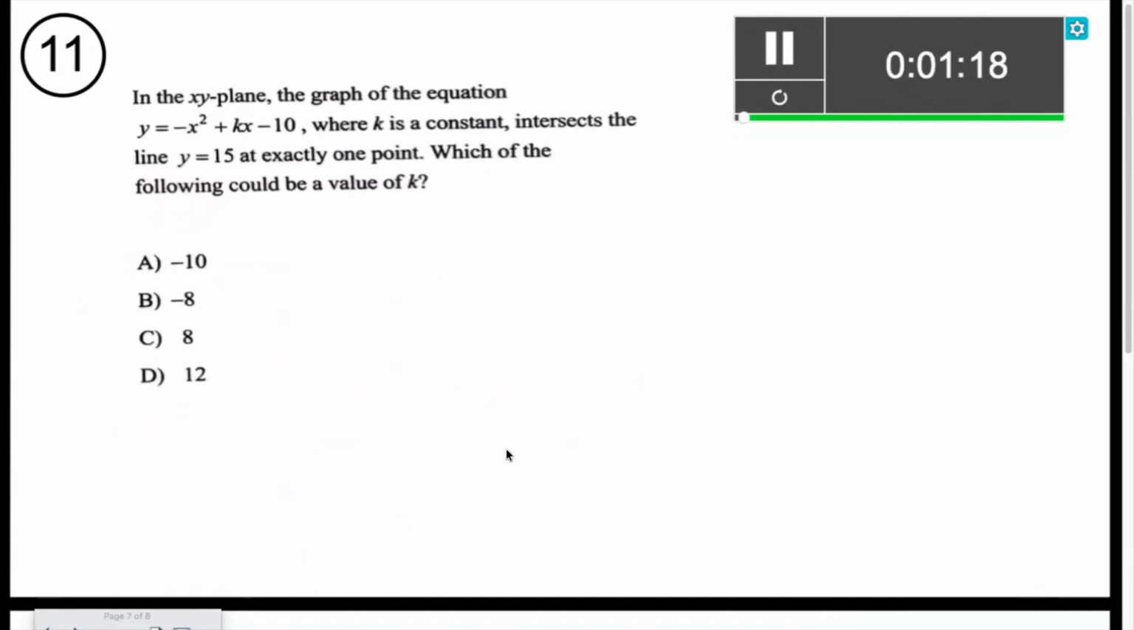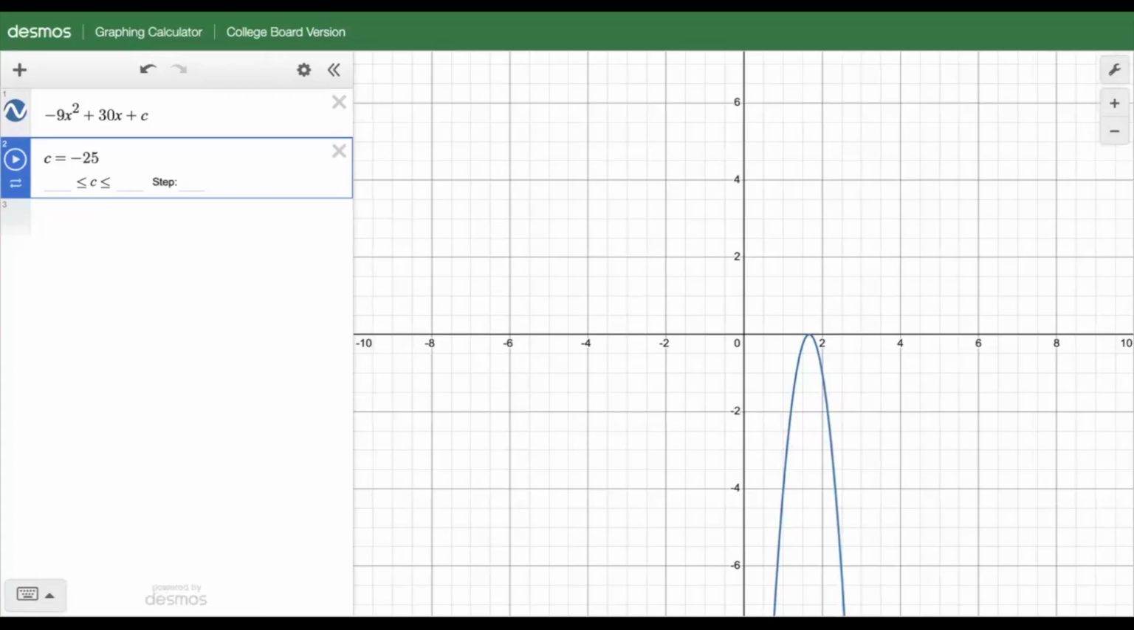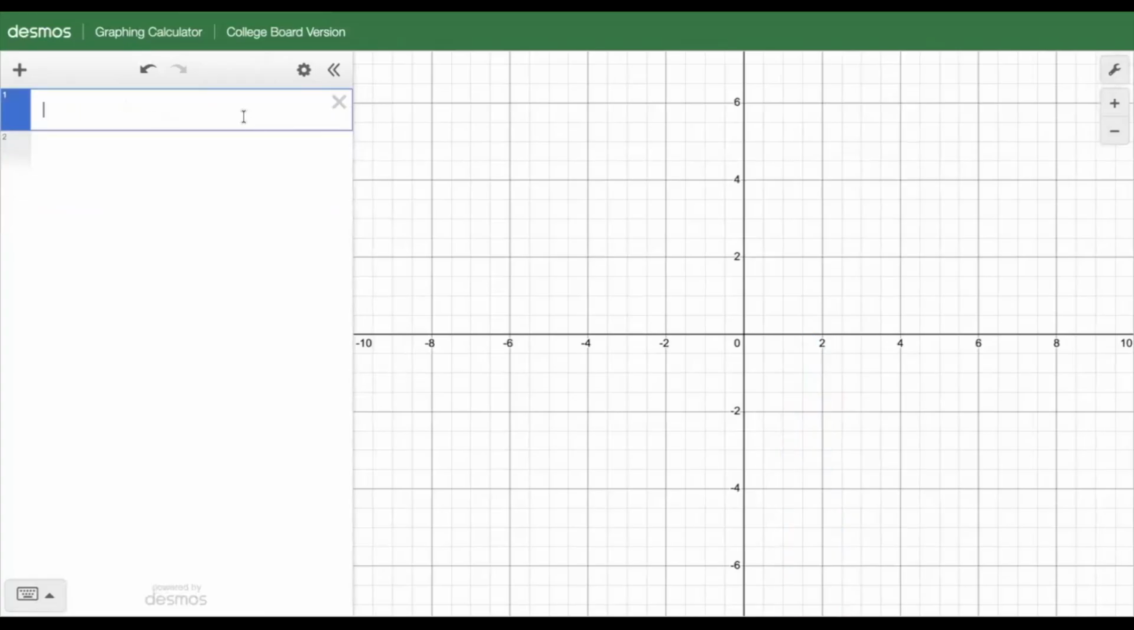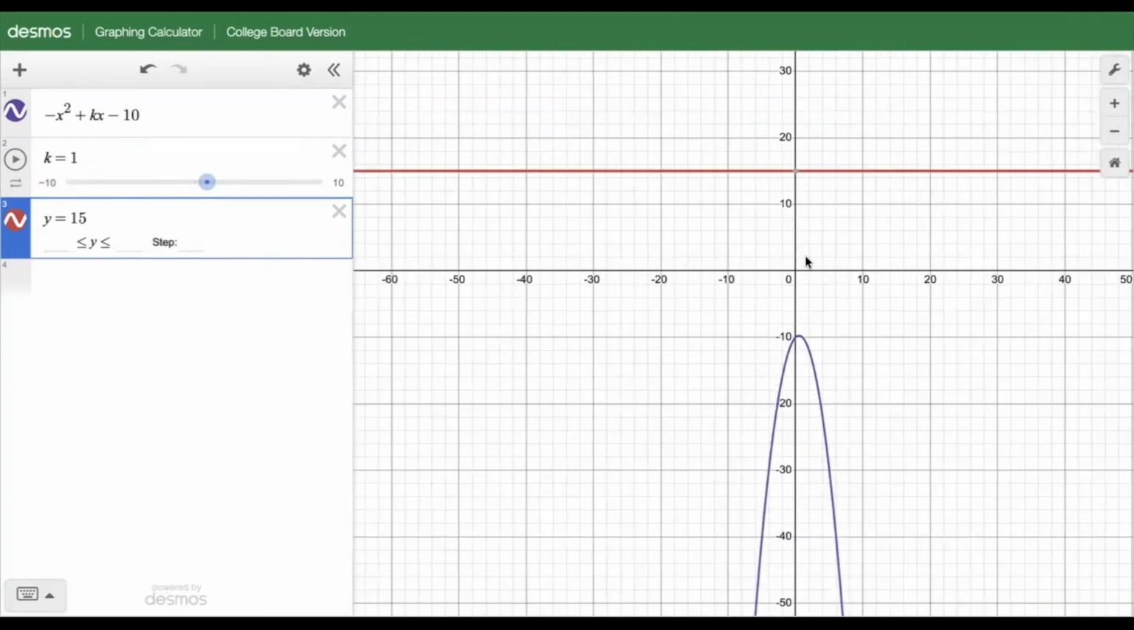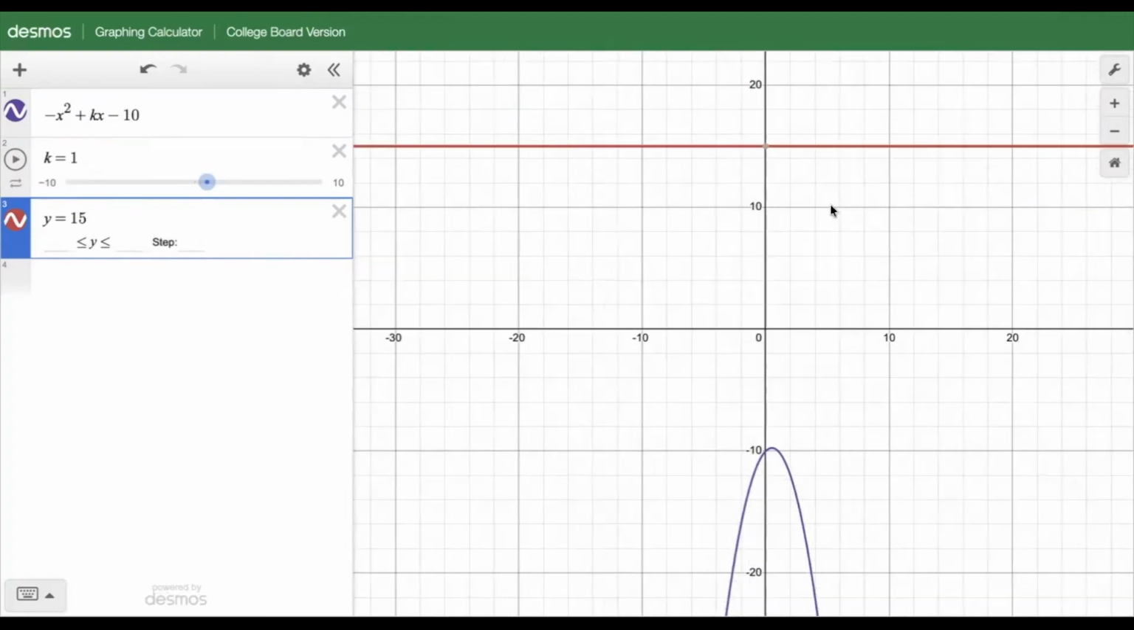All right, let's try number 10. Okay, this one also I'm going to do two different ways. And this one I'm going to do the Desmos way first because I think that's probably the fastest, but I just want to go over both. So the Desmos way that I would do it is first graph the one that's given. So -x squared plus kx minus 10. Add the slider. And then I'm going to graph y equals 15. I'm going to zoom this out so I can see 15. So there, that looks good.